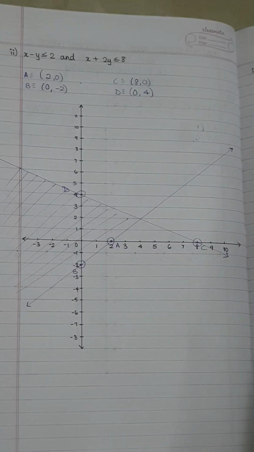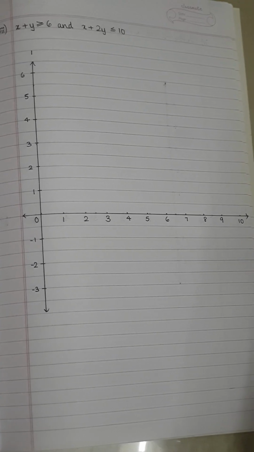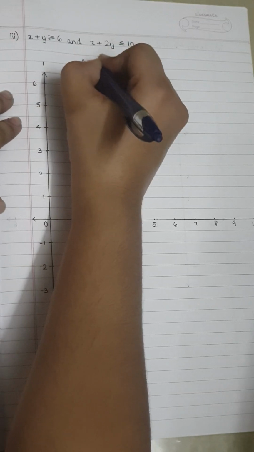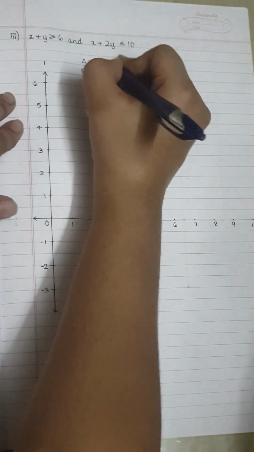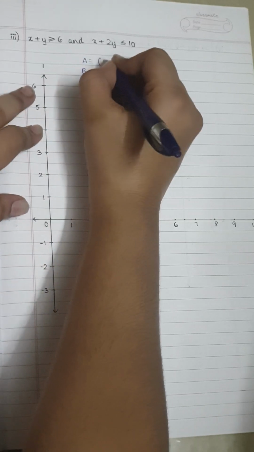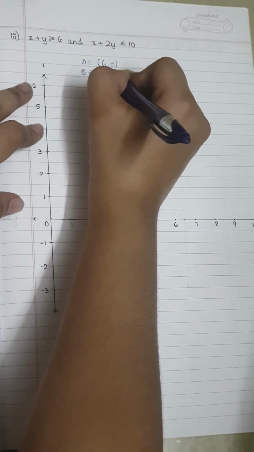Here we have a graph of sub-question 2. Moving on to sub-question 3. So guys, here we have sub-question 3. Let's take our A, B, C and D here. A will be something comma 0. In this case, it's going to be 6 comma 0. And B will be 0 comma 6.